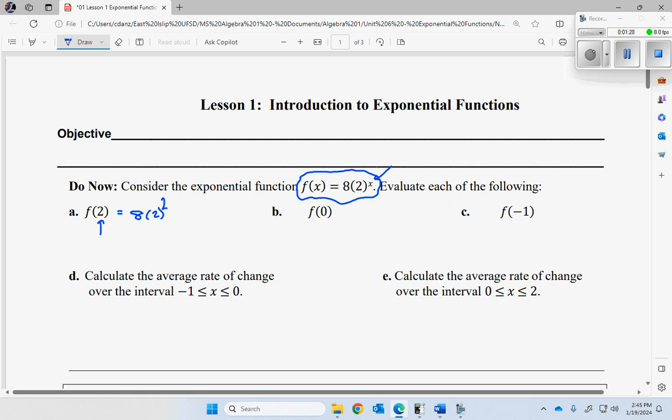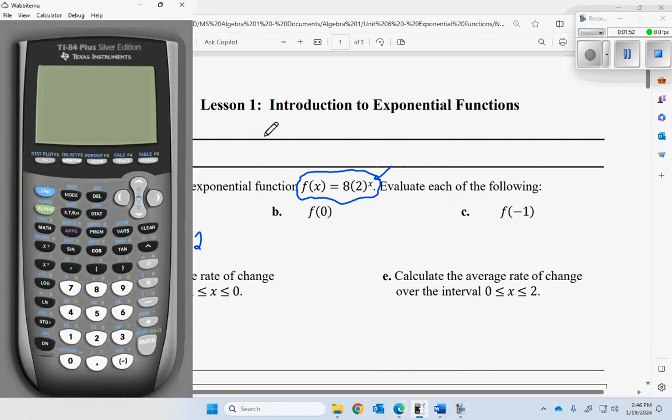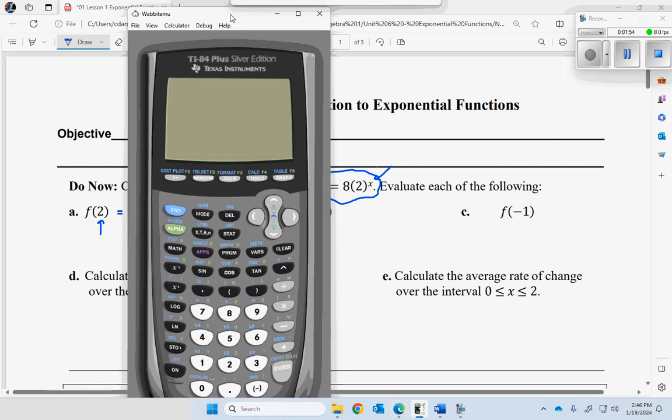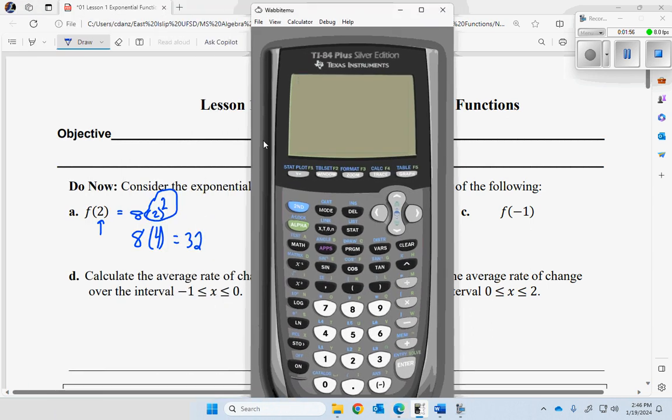So we have to follow the order of operations and do 2 to the second power before we multiply by 8. So 2 to the second power is 4, and then that 4 gets multiplied by 8. So this answer is a 32. So f of 2 equals 32. Let's take a look at your calculator right now. And let's make sure we know how to enter this information in.